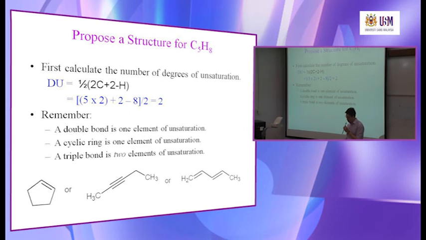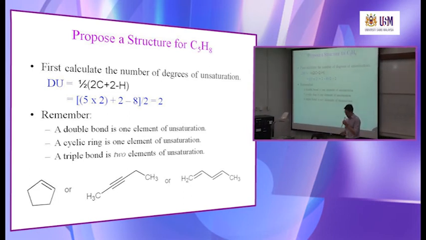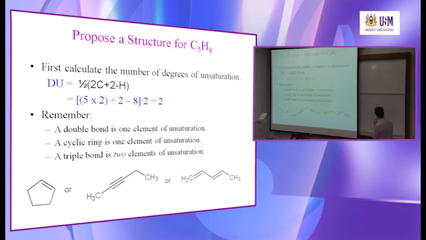So either a double bond. A double bond is one element of unsaturation. A cyclic ring is one element of unsaturation. A triple bond is two elements of unsaturation. So you have got this, you have got this, and you have got this. Is this correct? These two are the same or different? Different, right?